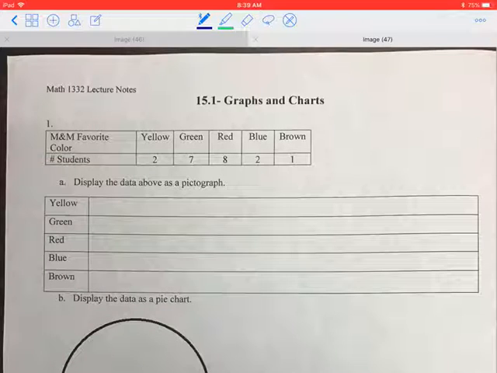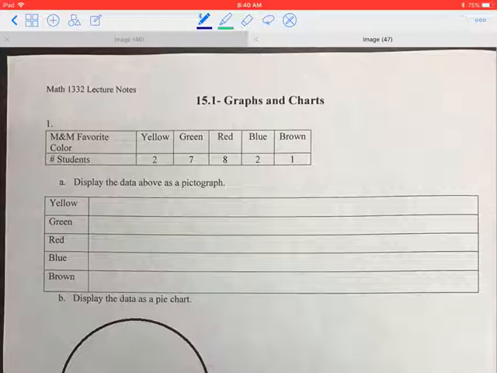Okay, we're starting our 15 OneNotes. This is going to be graphs and charts. So if you look at number 1, we are given a frequency table, which we just practiced in the last video. And this is a number of students and their favorite color of M&M.